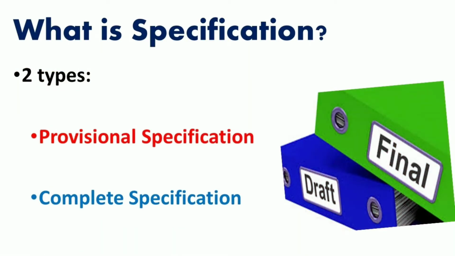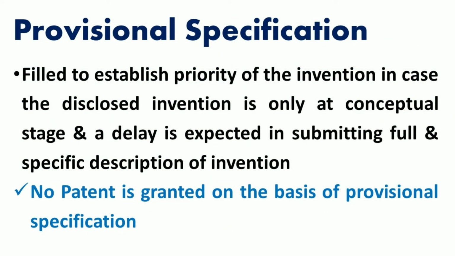So specifications are of two types, provisional specification and complete specification. But what are these complete and provisional specifications? Provisional specification is filed to establish priority of the invention. For example, if your invention is only at the conceptual stage, you have not completed your innovative product, it's in your mind or on paper, and you require a full and complete description of your innovation to go for the filing of patent. Means more data are required.